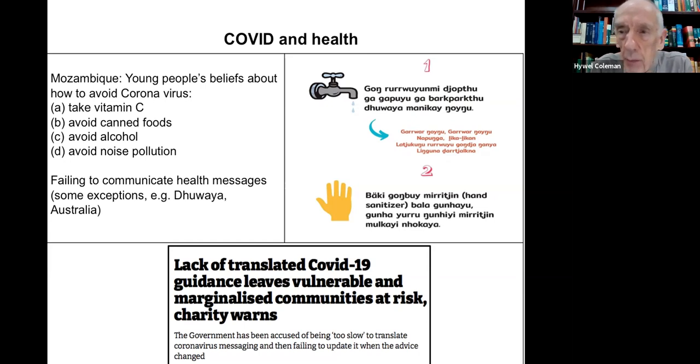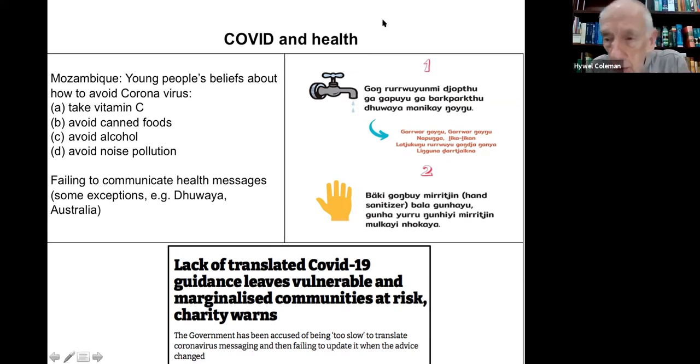There have been some attempts to communicate health advice in local languages. SIL in Indonesia has drawn up advice in 77 local languages. Indonesia has 700 languages. And the Indonesian government says that it's produced advice in 66 languages, though I haven't seen them. And here's one example from Australia, the Duwaya language, with advice about the importance of washing hands.